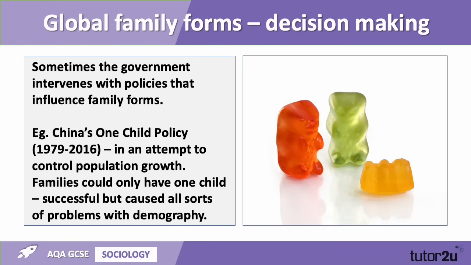The population policy was successful in the fact that it did slow down population growth, but it has left China with a legacy of a very imbalanced and ageing population.